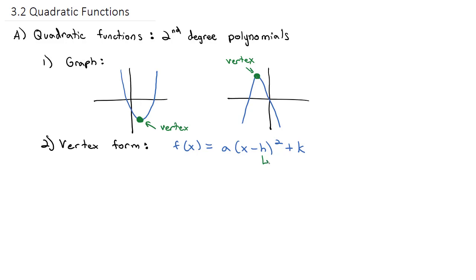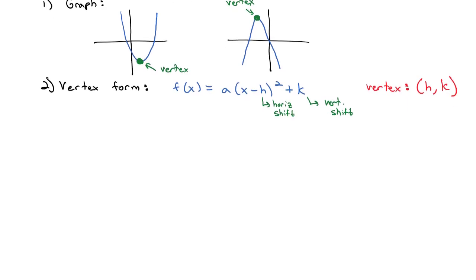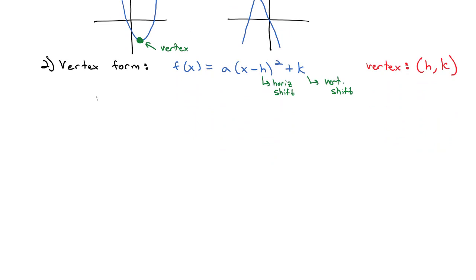And we remember the h being subtracted from the x is a horizontal shift, and the k is a vertical shift, which means the vertex will be shifted to the right h and up k. The vertex is h comma k. So let's look at how we can use that to identify an equation.